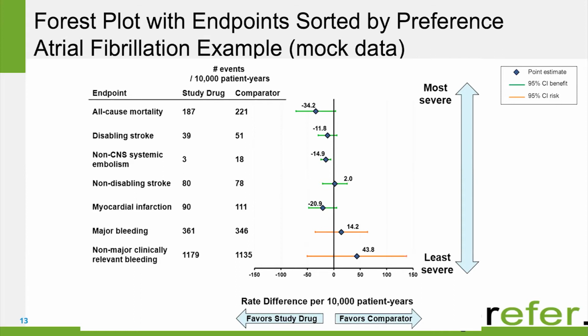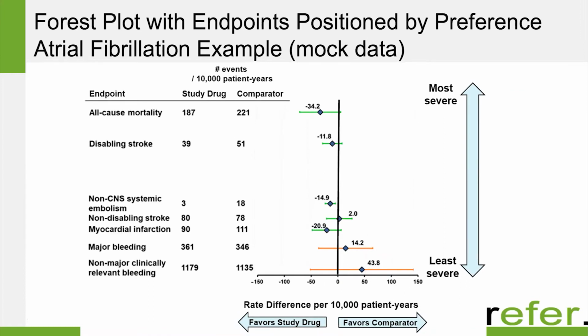Next slide, you can certainly take this a step further and displace them by their actual preferences. For example, you could see the large gap between disabling stroke and everything on bottom, which is pretty important to the benefit risk story. And this, in theory, is a good idea. In practice, it can get awkward because the endpoints will land on top of one another, and people will start questioning the data more than they would just rank.